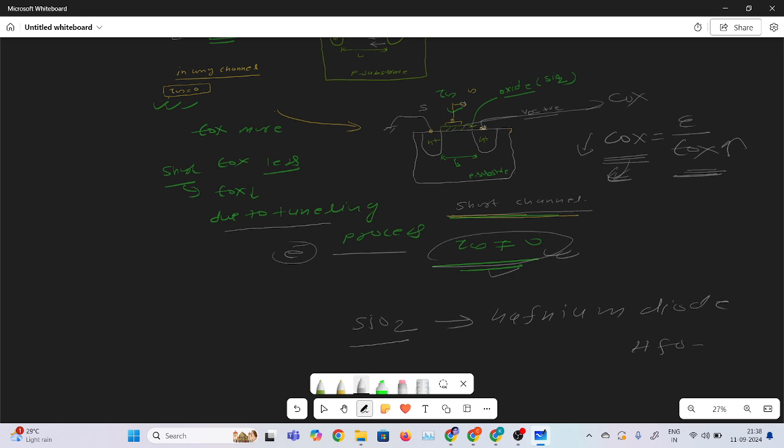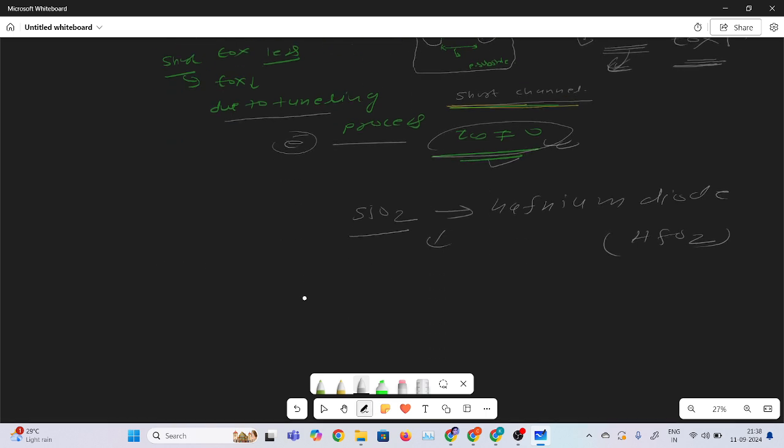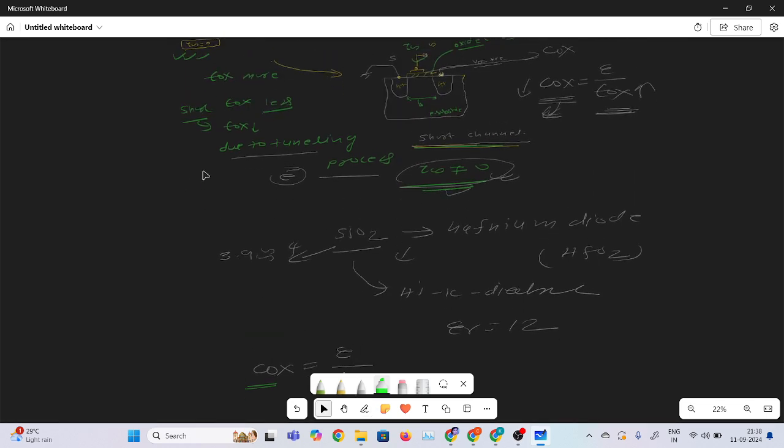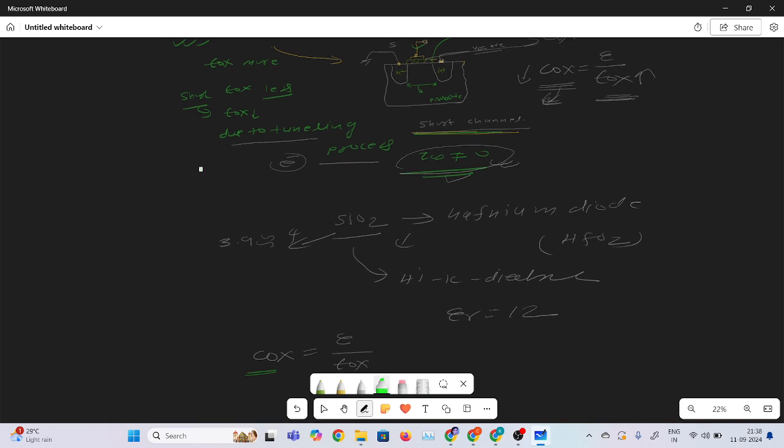Hafnium dioxide, that is HfO2, is also called a high-K dielectric. We use the high-K dielectric instead of the silicon dioxide. The relative permittivity of the high-K dielectric is 12, compared to the silicon dioxide, whose permittivity is only 3.9, approximately 4. So now for COX, that is epsilon divided by TOX, how is this possible? We want the oxide capacitance to be constant. If we use the high-K dielectric instead of silicon dioxide, the permittivity is about 3 times greater: the relative permittivity of hafnium dioxide is 12.